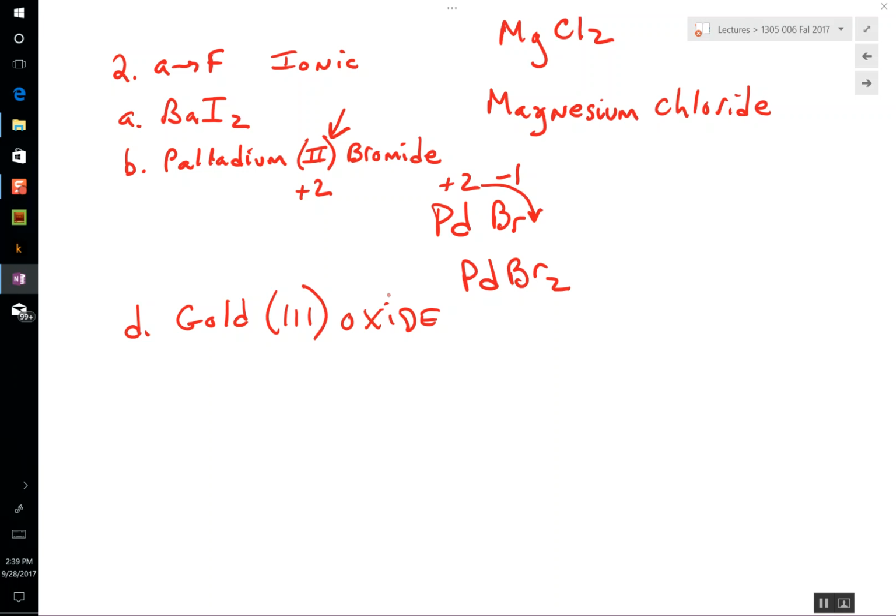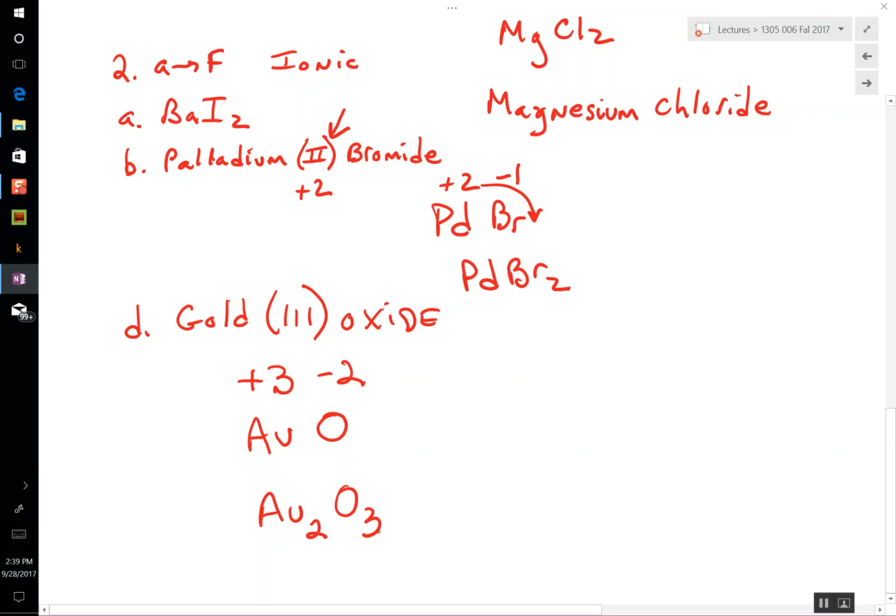Okay, it's just like the palladium 2 bromide. Here's gold. You know, you're familiar with gold, but you haven't done anything with formulas. The 3 is telling you it has what charge? +3 charge. Oxide is always -2. All right. Au2O3, gold 3 oxide.